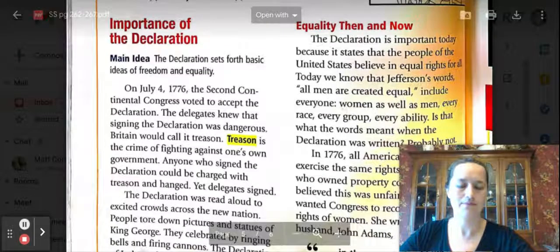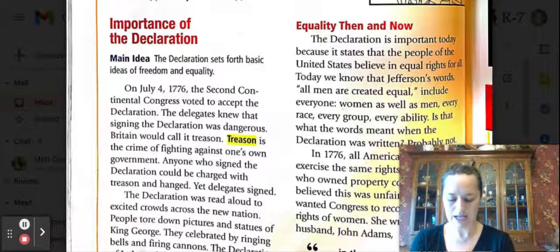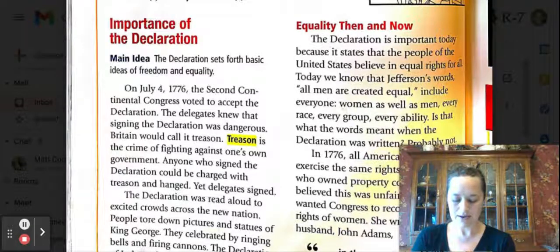Equality then and now. The Declaration is important today because it states that people of the United States believe in equal rights for all. Today we know that Jefferson's words, all men are created equal, include everyone. Women as well as men, every race, every group, every ability. Is that what the words meant when the Declaration was written? Probably not.